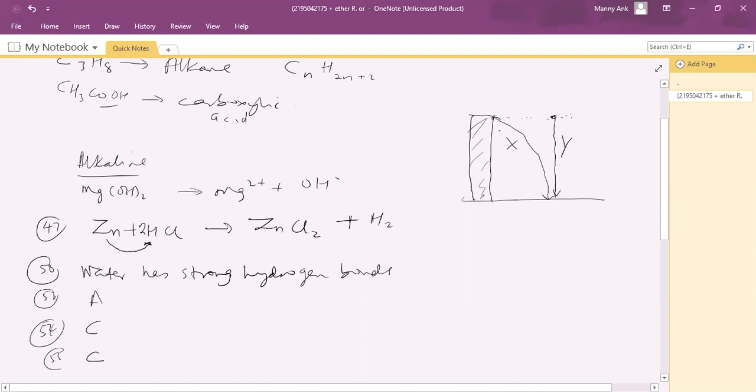Which one is going to hit the ground first? Path X or Y? X first, Y first, or the same time? When would they hit the ground? The same time. The answer is the same time. Okay, same time to hit the ground.